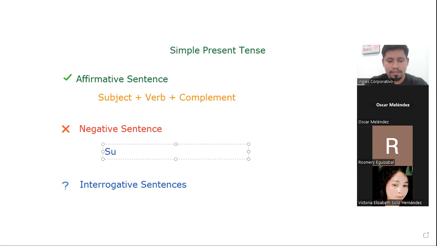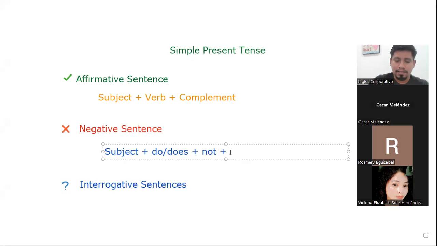For the negative, we're going to be using subject plus do or does. So this is going to be the auxiliary verb, right? Plus not, this is an adverb because it allows us to change the meaning of the verb. In this case, we're going to use the base form of the verb plus a complement. That's a lot of elements here, but this is so easy to construct.